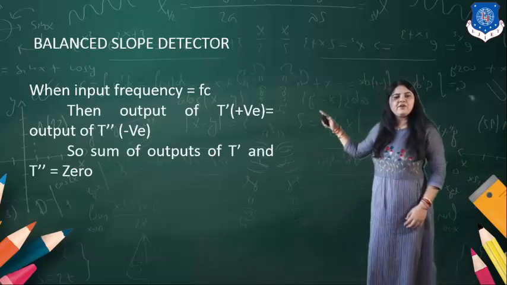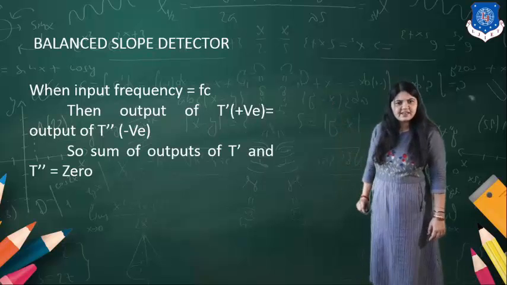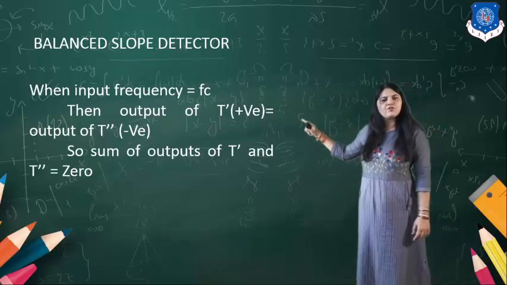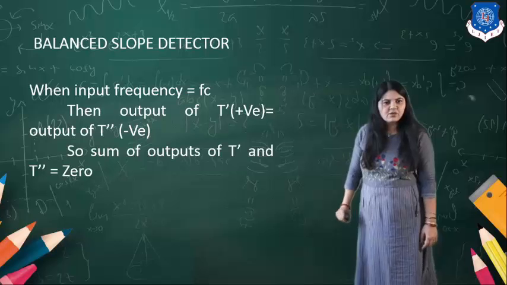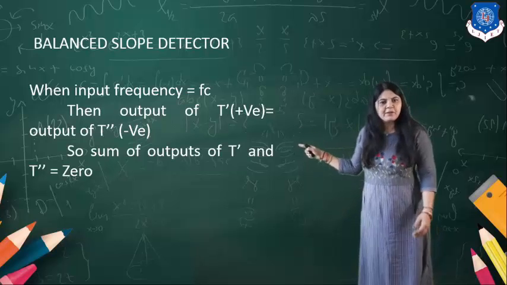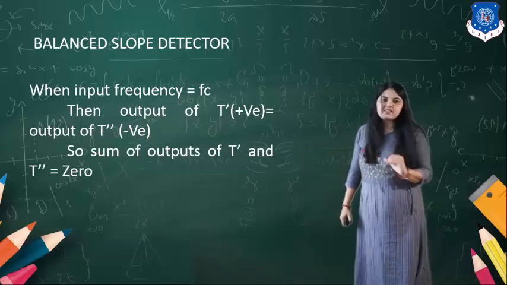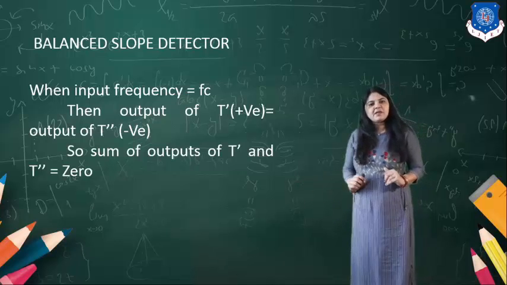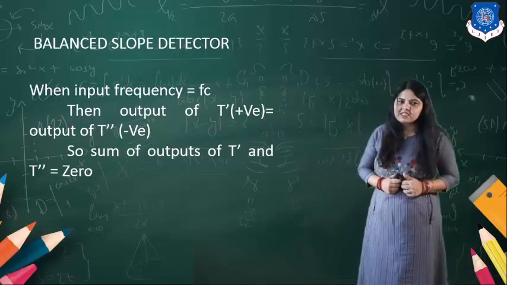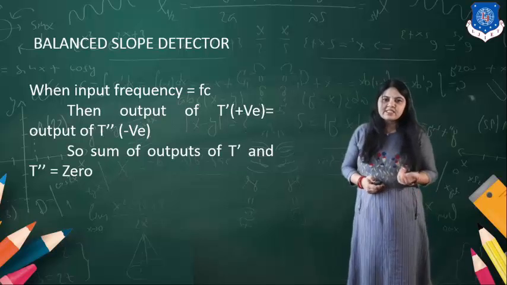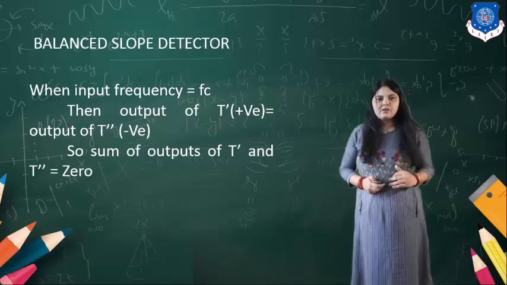When the frequency is Fc, the output of T dash is positive, and the output of T double dash, the bottom end, is negative. So what is the summation of T dash and T double dash? Positive and negative cancel, and it is 0.